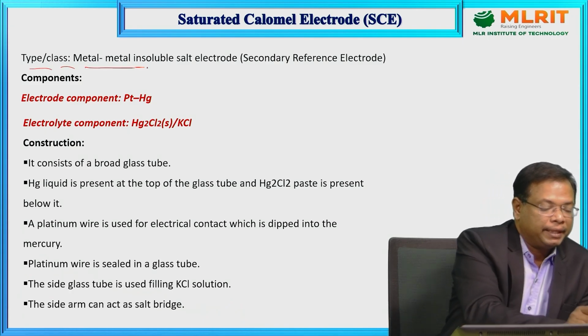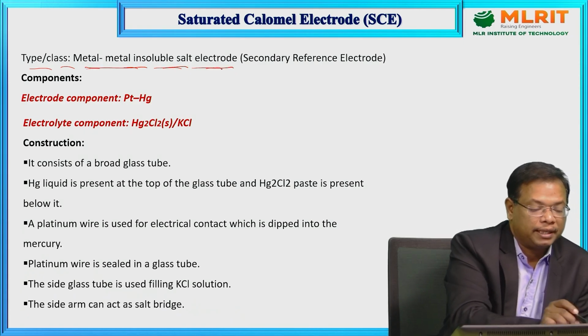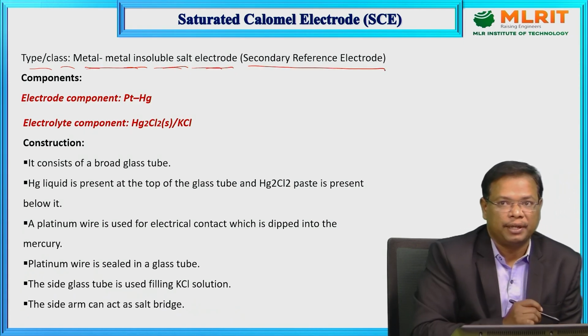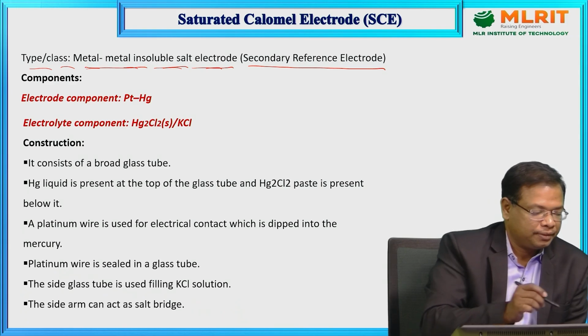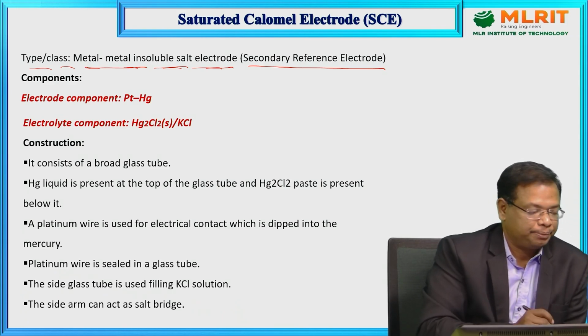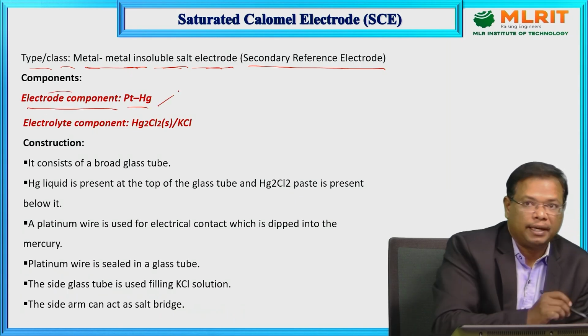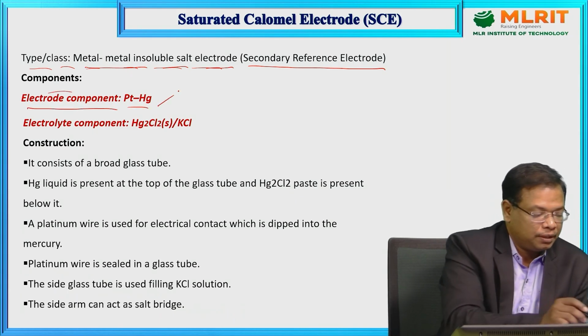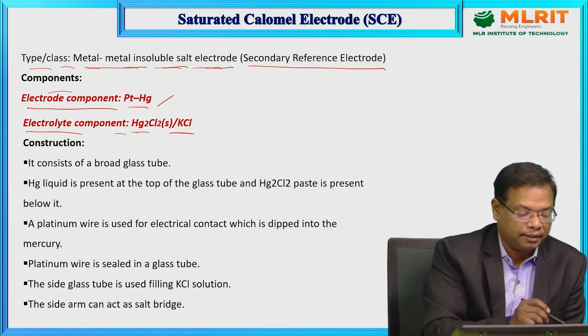Type or class: metal insoluble salt electrode. This is a metal insoluble salt electrode, a secondary reference electrode. We already spoke about the standard hydrogen electrode as a primary electrode. Electrode components: platinum and Hg. Electrolyte components: Hg2Cl2, mercurous chloride, and KCl is the electrolyte.